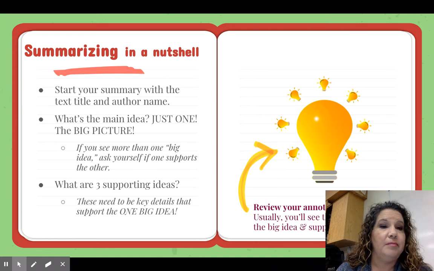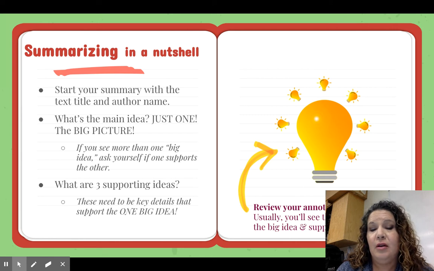Summarizing in a nutshell. We're going to start the summary with our text title and our author's name. We always want to remind our reader who and what we're working with. And then we want to identify the main idea. Just one. What's the big picture? If we see more than one main idea in the text, we have to ask ourselves if one supports the other. If one supports the other, then you really still have one main idea. And then in a summary, we want to have 3 supporting ideas. These need to be key details that support the one big one.